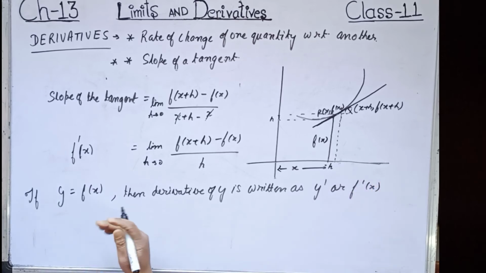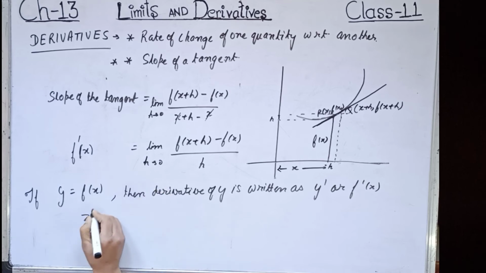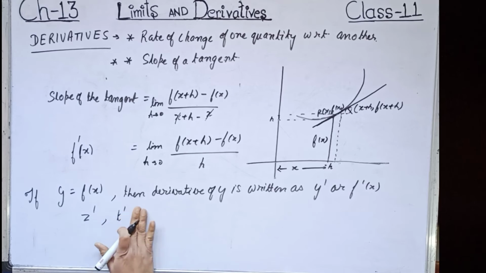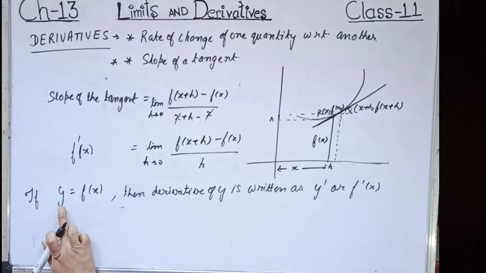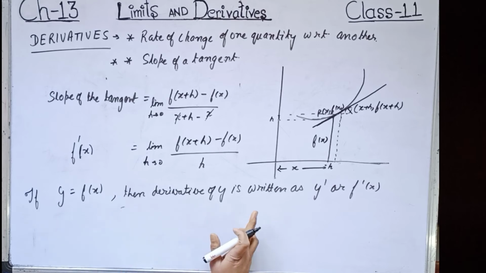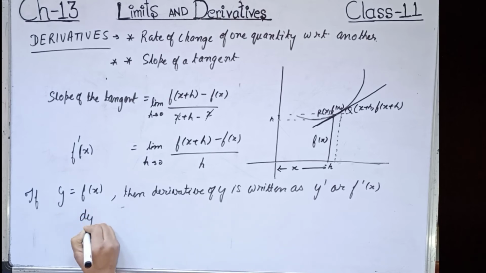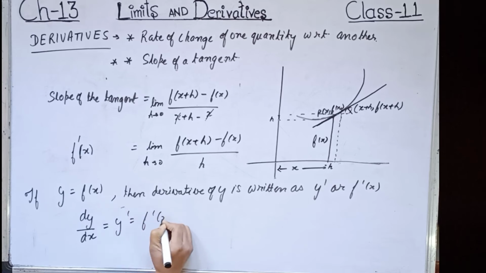Now suppose the derivative of z we have to find. The derivative of z is z dash. The derivative of t we have to find, then we write it as t dash. So I think now you understand. Now over here, if the variable is x, then we find the derivative of y with respect to x. So the derivative of y with respect to x is written as dy by dx, or we read it as d by dx of y. So we can write dy by dx equals y dash equals f dash x. I think now you understand.